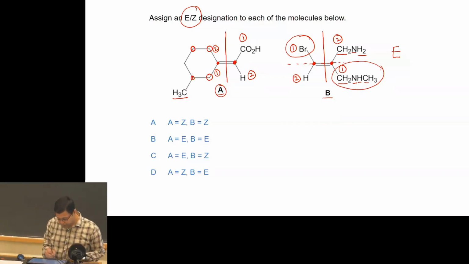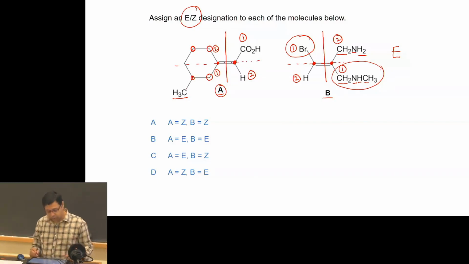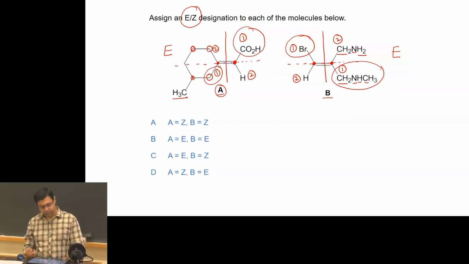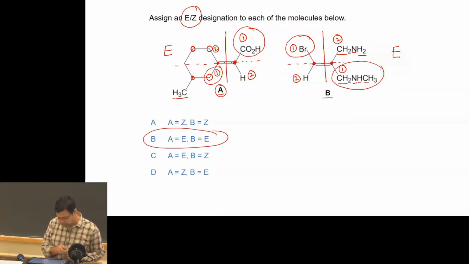Once you have assigned priorities, draw a dotted line parallel to the double bond. Locate the higher priority groups. They are on opposite side of that dotted line, so this is also E. So both these molecules are again E. Right? So please practice assigning E/Z configuration. These are very simple, straightforward questions. All right?